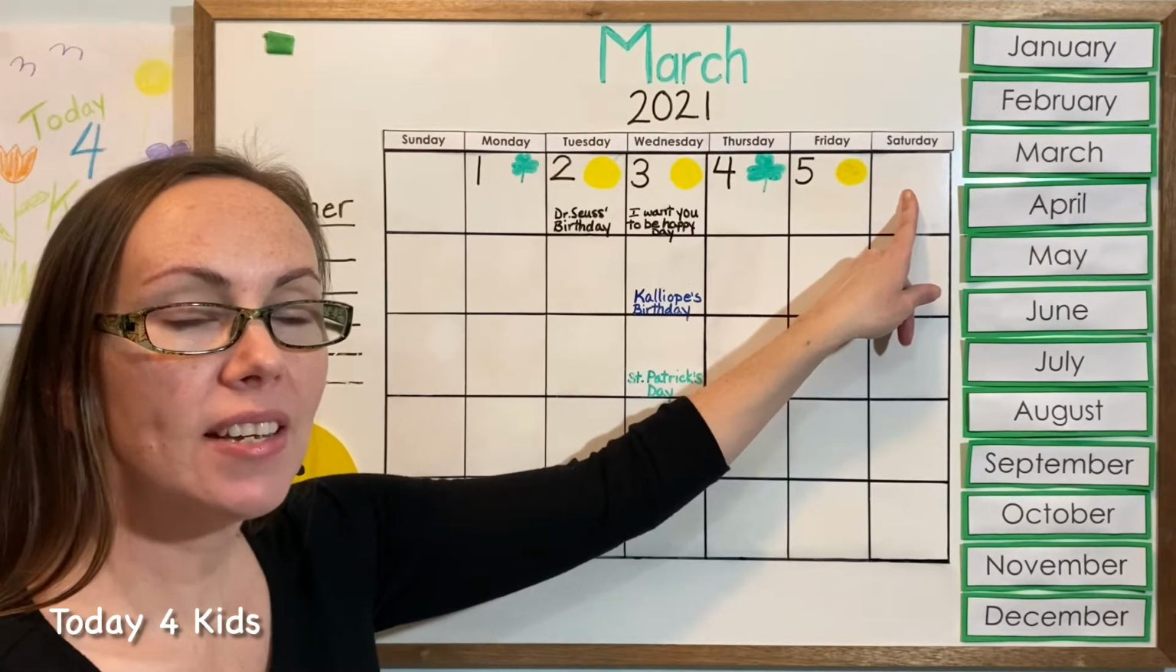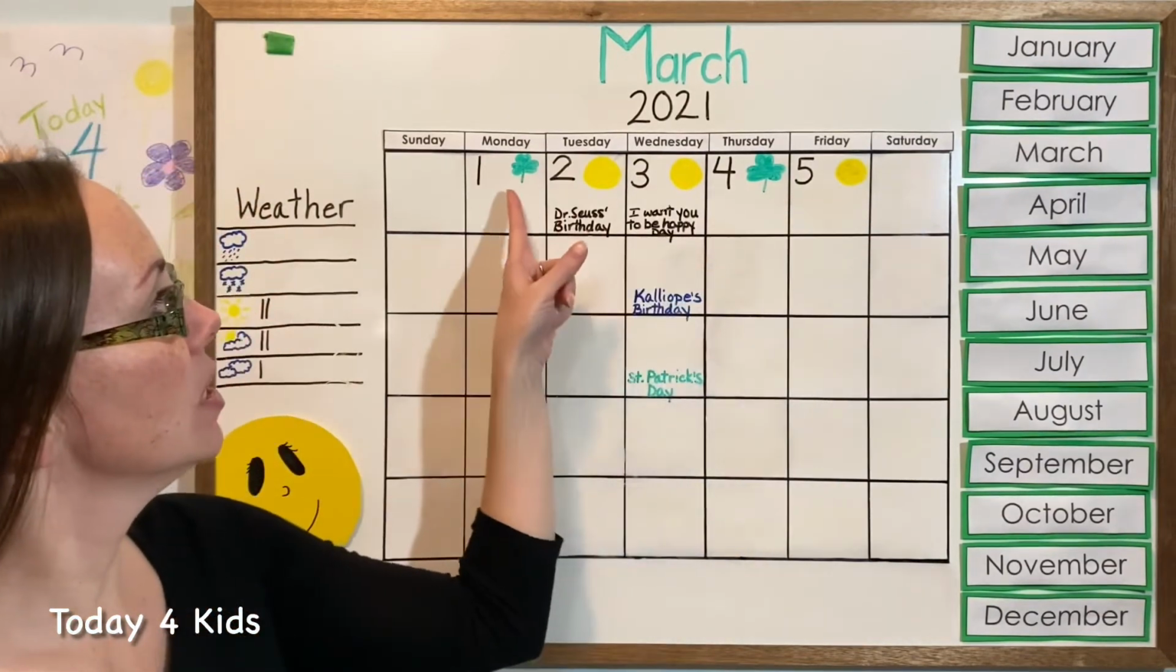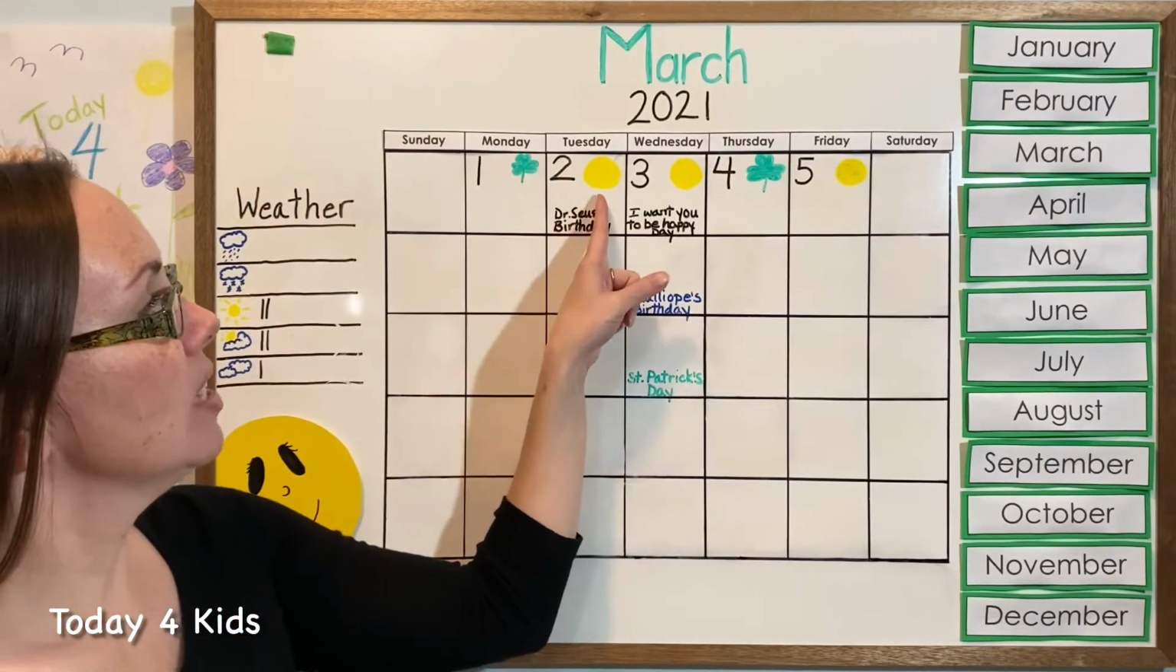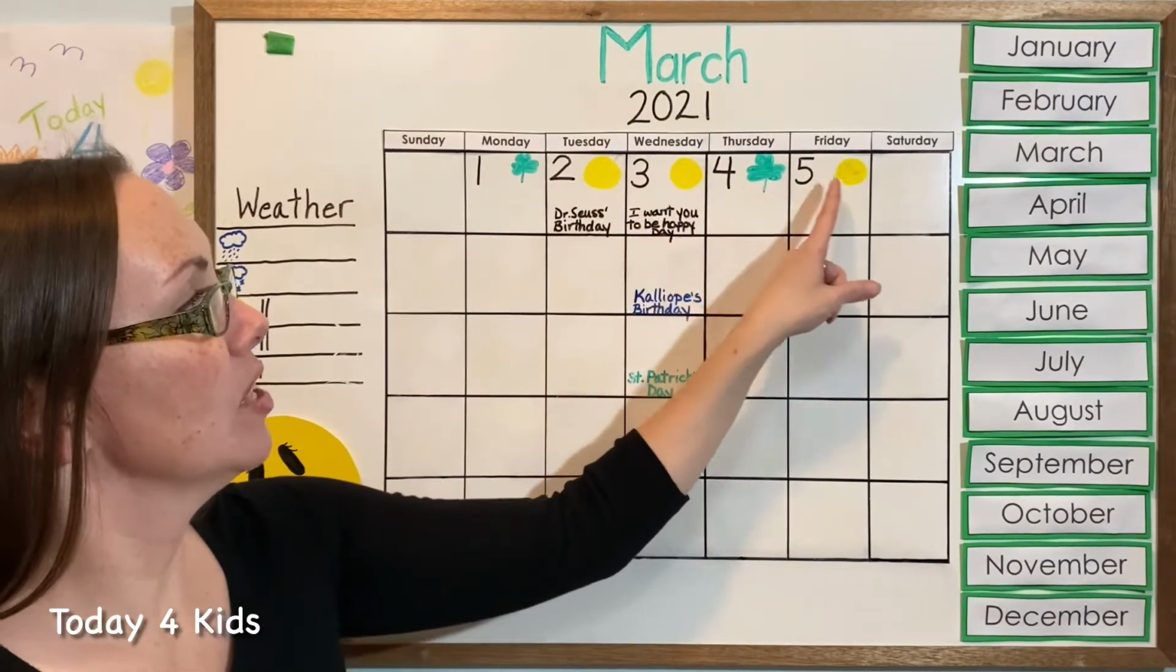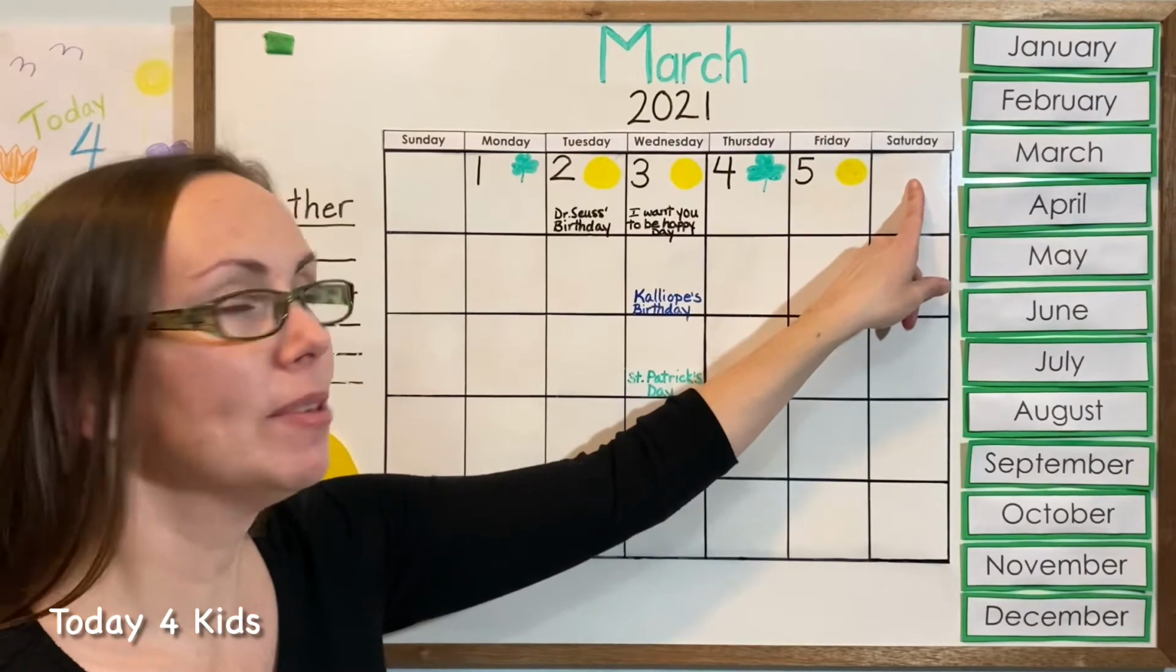It's a little bit tricky because our pattern is a little bit different from last month. Let's go back to the beginning and see if we can figure it out. Green clover, yellow circle, green clover, yellow circle, yellow circle. That's right. It's a little bit tricky.